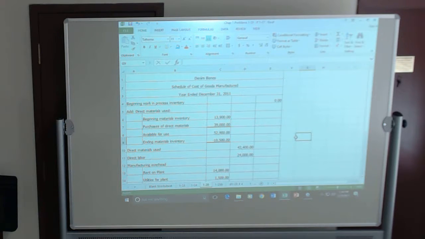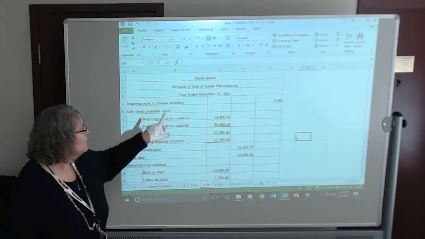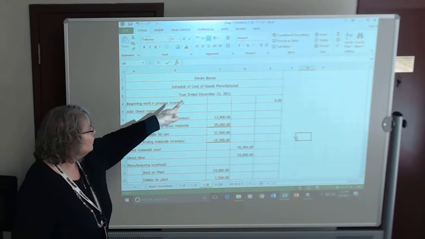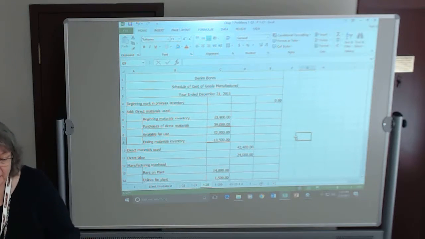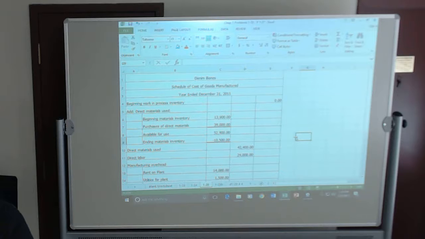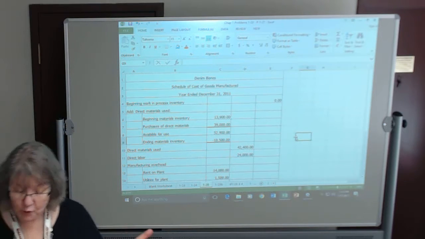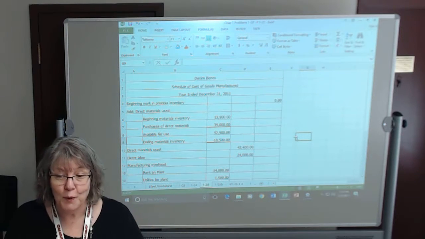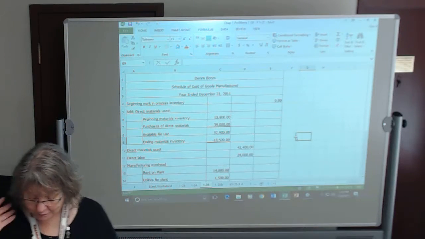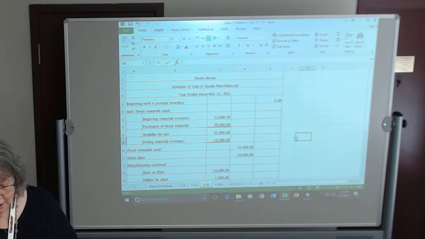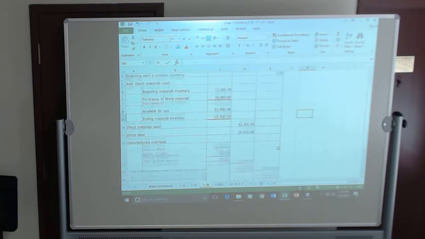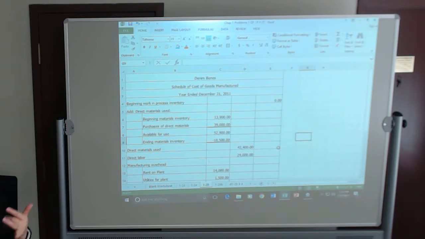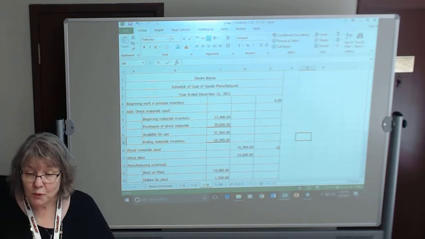Some of this information may not belong on the cost of goods list. If we do the manufacturing schedule, there are going to be things in this list that don't go on that schedule. And when we get to the income statement, there are going to be things in this list that don't belong on the income statement. This is where the difficulty comes in, knowing where to put it. So delivery expense actually goes on the income statement. It's other.